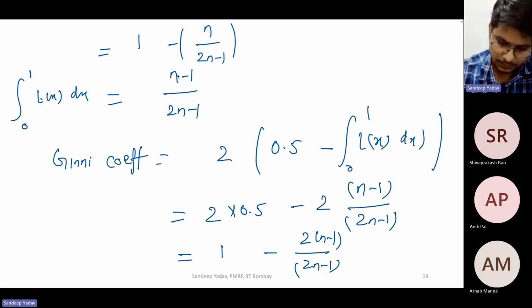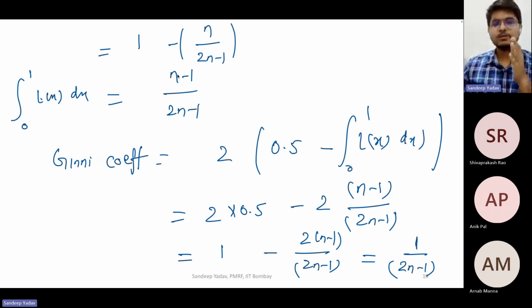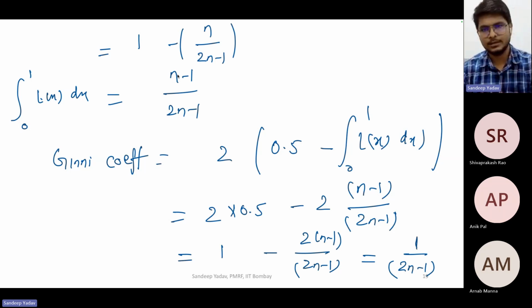If you solve the whole thing, the final answer will be 1 upon (2n minus 1). I have the solution in good handwriting also, I'm just solving it in the meantime. I will share that solution too, so we can get everything in proper formats. Like last week, I solved these equations and detailed questions only for the tutorial questions.